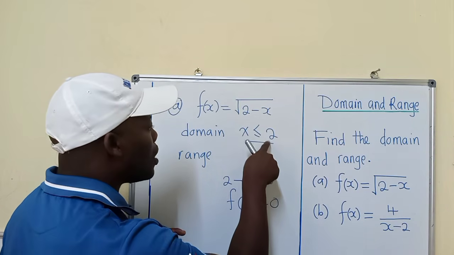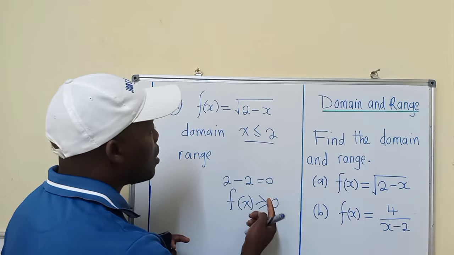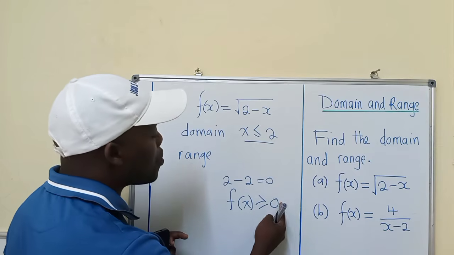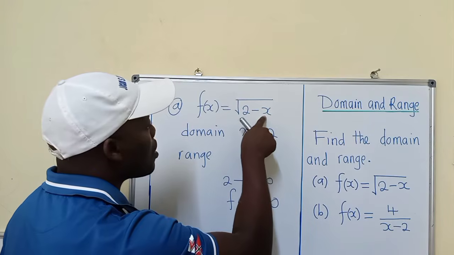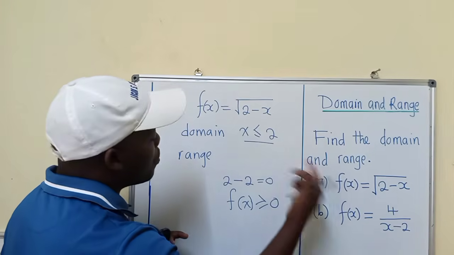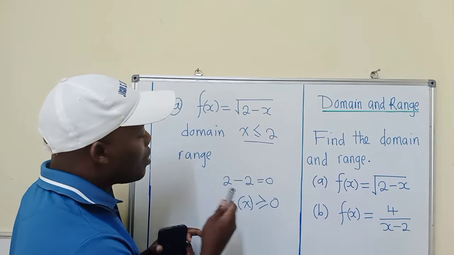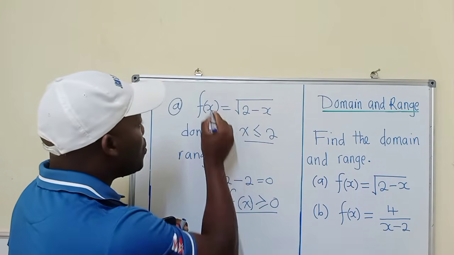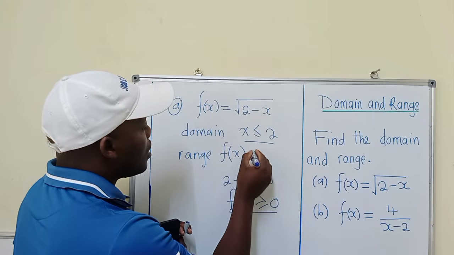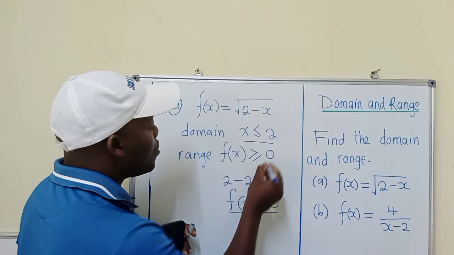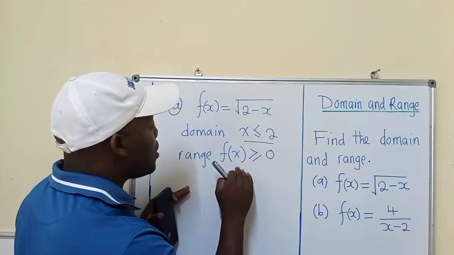If we put a 1, we get a 1. So from 0 we go to 1. If we put a 0 here, we'll get a 2. If we put a -1, we'll get a 3. Just so you see, they keep on increasing. So this is our range. You just get what is here. f of x is greater than or equal to 0. All right, so this is our domain and this is our range.